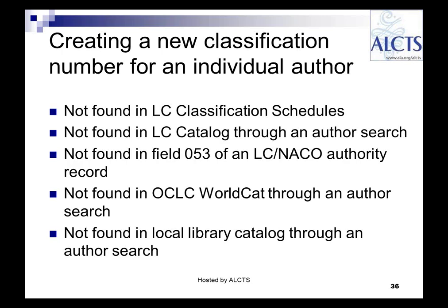Okay. What do we do when we have to create a new classification number for an individual author? This may happen if we don't find a number in the LC classification schedules. We search the LC catalog. We don't find anything. If the author has an LC NACO authority record, we may be able to find a classification number in field 053 of the authority record, but if there's nothing there, obviously we can't use it. If we find nothing searching OCLC WorldCat and nothing in our local library catalog, we'll have to start from scratch.